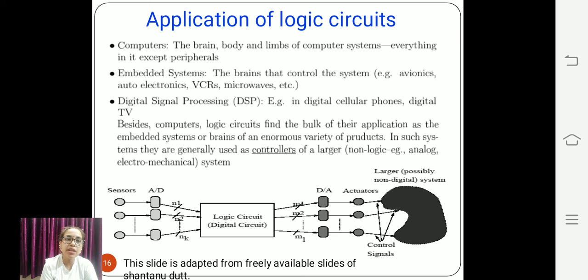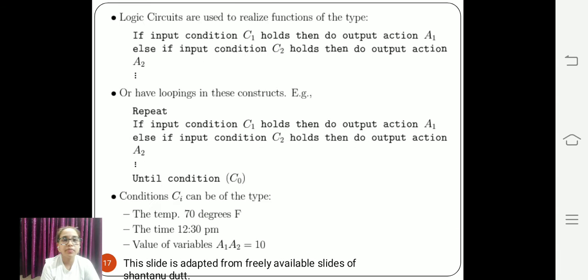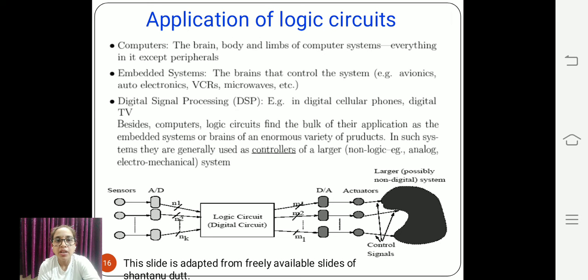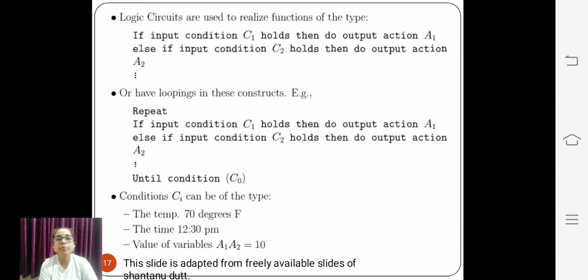On the other hand, it will decode the data; encode and decode processing is carried out. Then logic circuits are used to realize a function of this type. Basically, the input conditions on this diagram are C1, there are three things N1, N2 and so on up to Nk. Like that I have defined here.